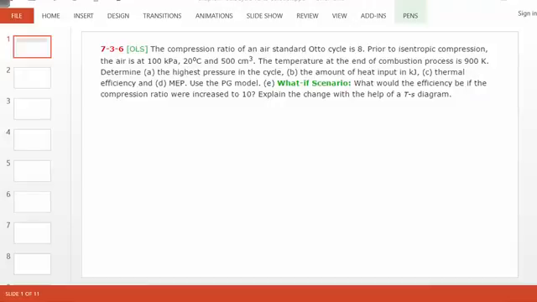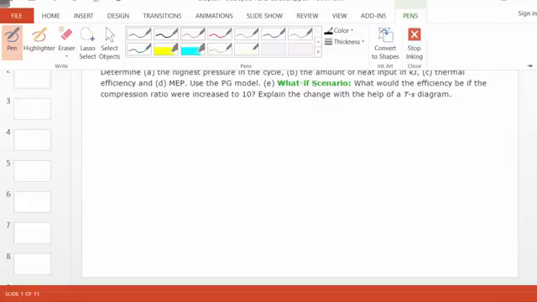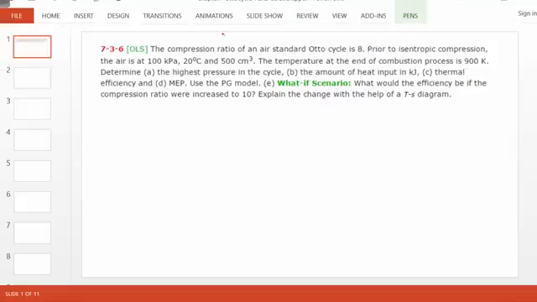Let us solve a simple Otto cycle problem. This is a problem taken from chapter 7. Let's modify the problem a little bit. The compression ratio is given to be 8. Let's change it to 10.